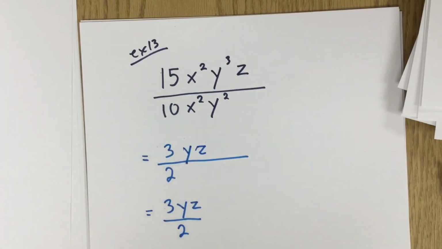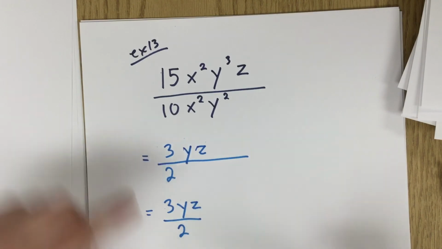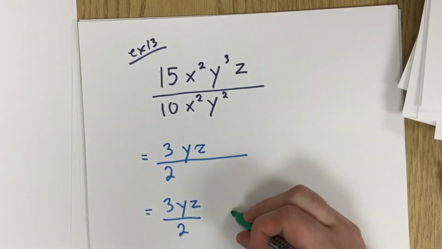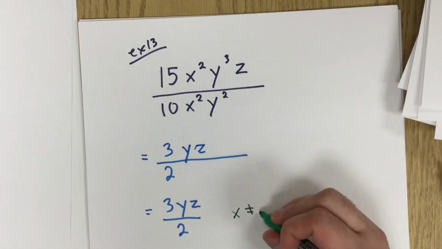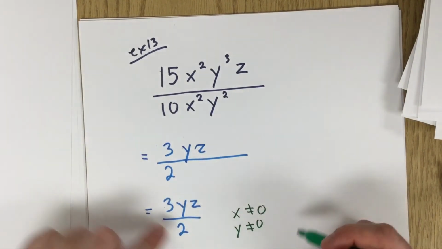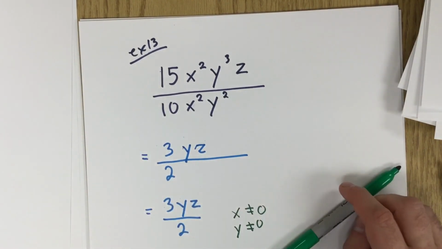But from here, there were restrictions. So in the initial situation, we're saying that this equals this, but there are some restrictions. And the restrictions are on this step, that x cannot be 0, and that y cannot be 0. So this is the same as that, assuming that those two situations are true.